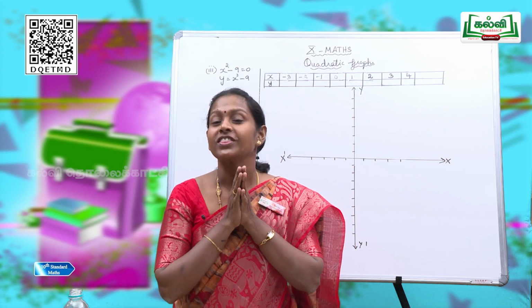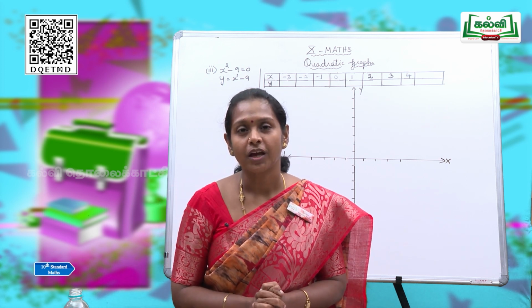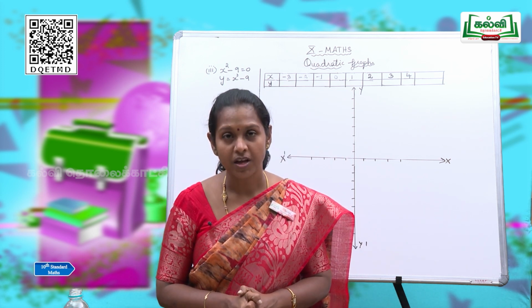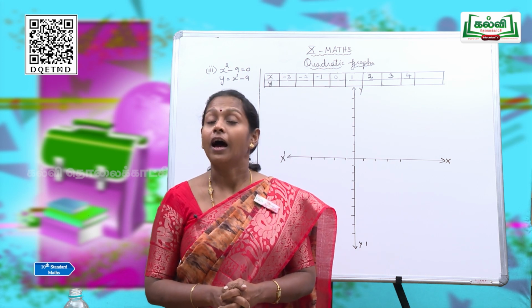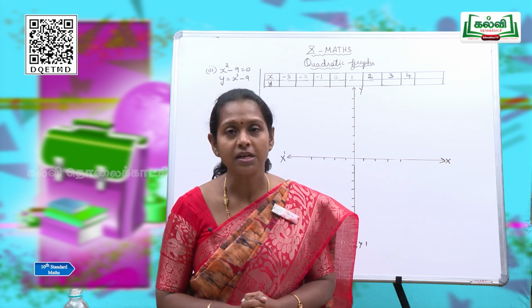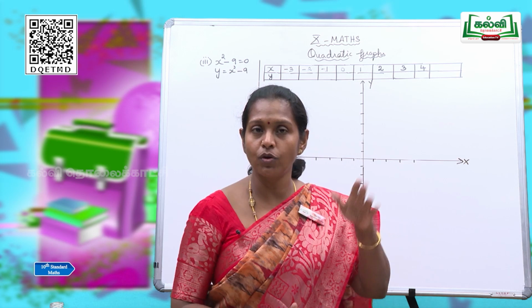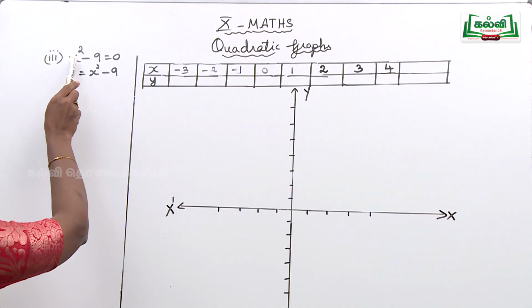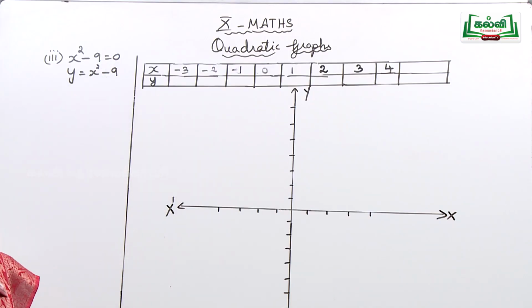Welcome students. In the previous class, you learned quadratic graphs, how to plot everything. I think you are all thorough with those sums. Are you ready? Shall we go into the question? Okay. x squared minus 9 equals 0.